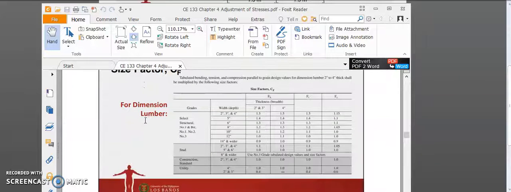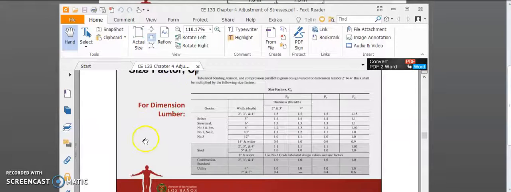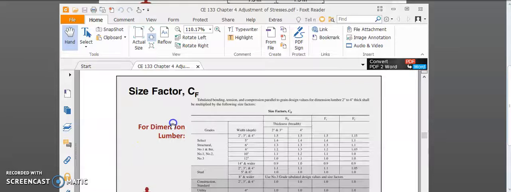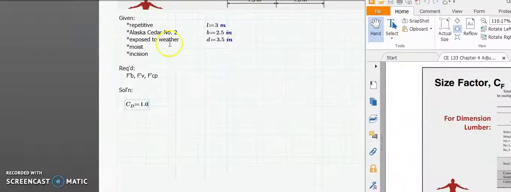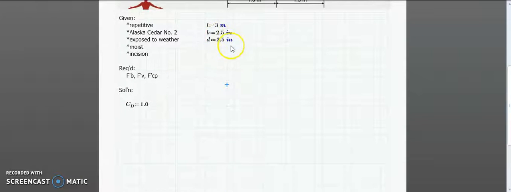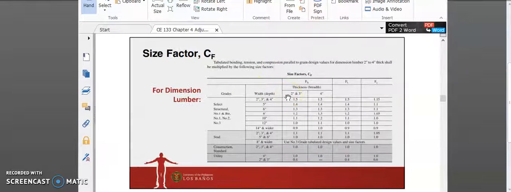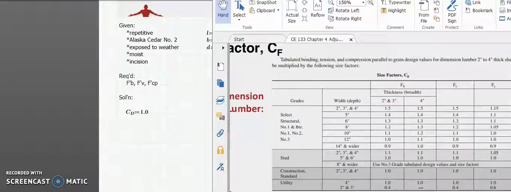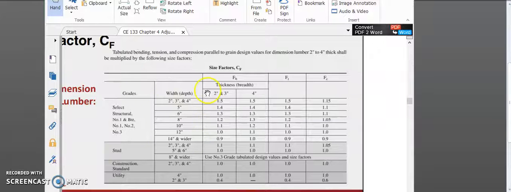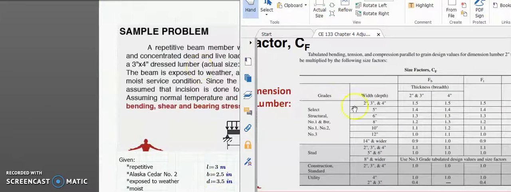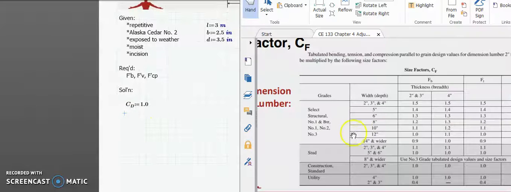Next is the size factor. First, we have to determine if this is a dimension lumber or a timber. Remember the criteria: if the thickness is 2 to 4 inches, then that's dimension lumber. And the thickness is nominally 3-inch. Therefore, it is indeed a dimension lumber. So let's go over the size factor. The grade is number 2, so we'll use this area here. For the size here, you should consider these as the nominal sizes. Obviously, you cannot see any decimal in there. So again, the nominal size is 3 by 4, which gives our CF for FB as 1.5.